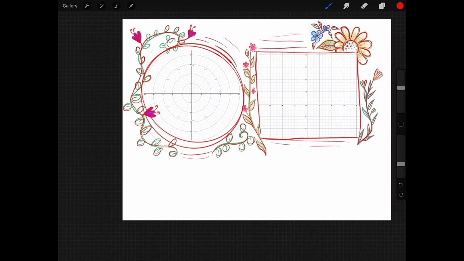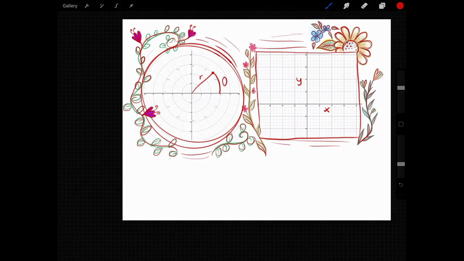Polar coordinates replace the concept of x and y with r and theta. R is the radius, a distance we can imagine on the positive x-axis. Theta is thought of as an angle measured counterclockwise from the positive x-axis. You can find these by measuring the radius and its angle.